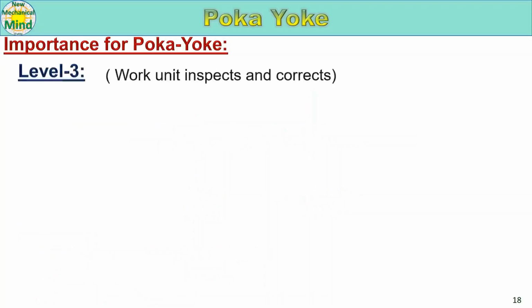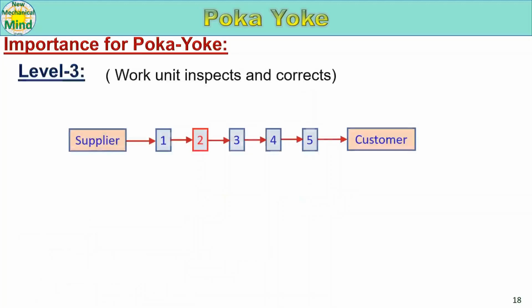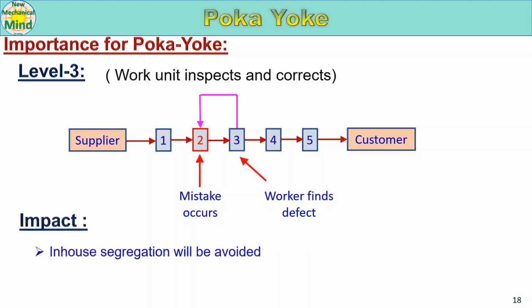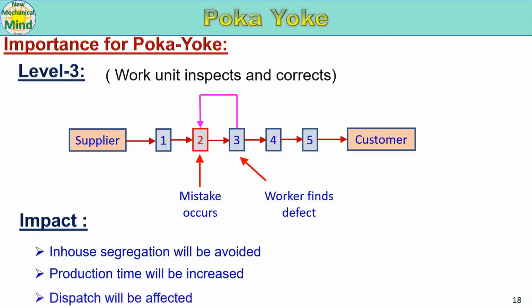Level 3, work unit inspects and corrects. Assume that the same process is continued and a mistake occurs in the second stage. The worker finds defects in the third stage itself. Now the impact will be that in-house segregation will be avoided. No need for 100% checking at the end of process. Production time will be increased because the production line should be stopped to correct the mistake. Dispatch will be affected. In level 3 also, dispatch will be affected because of line stoppage.